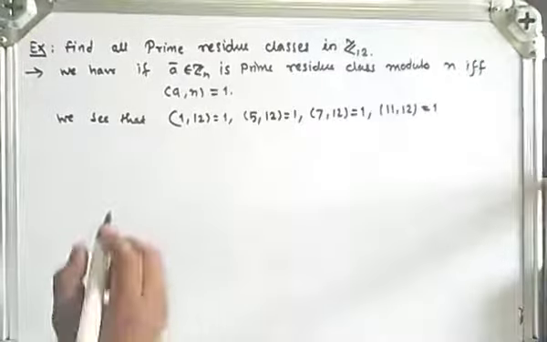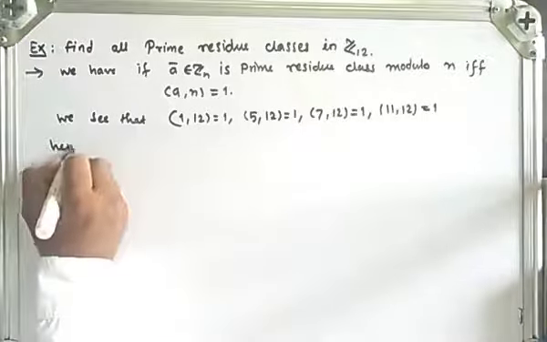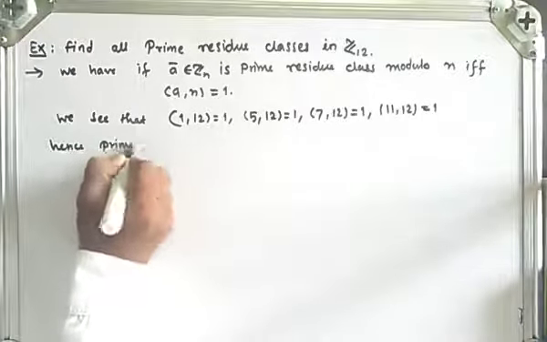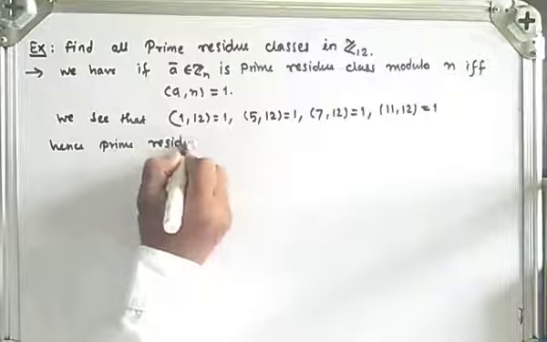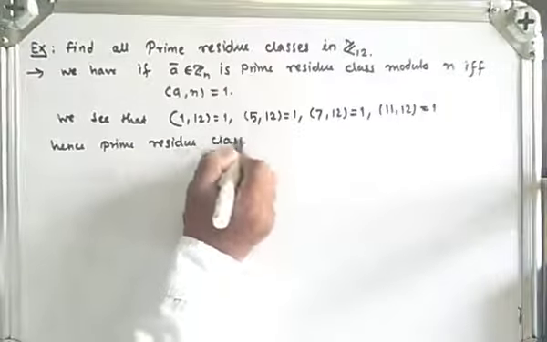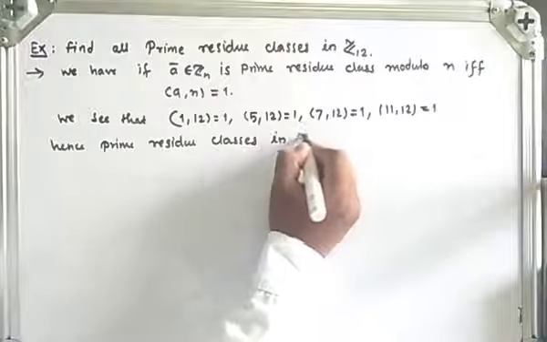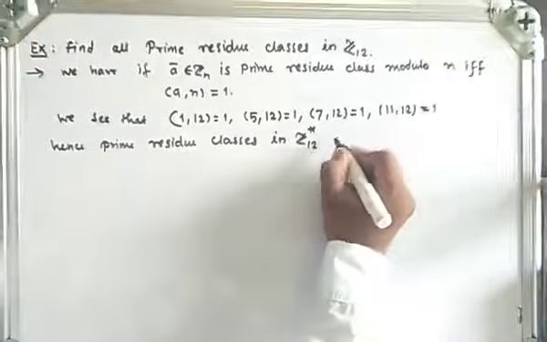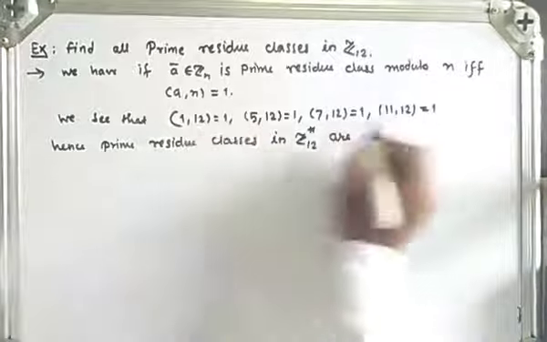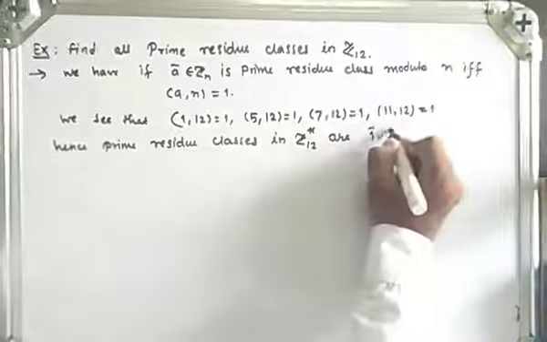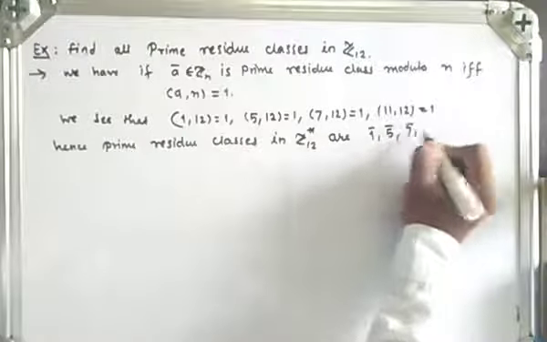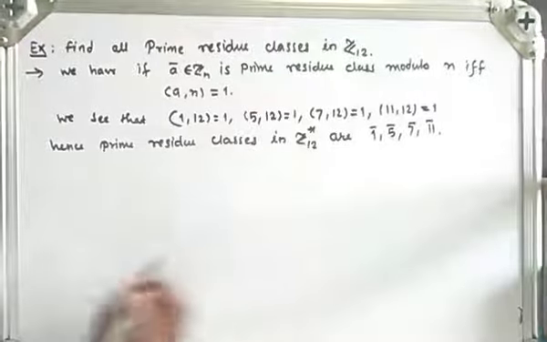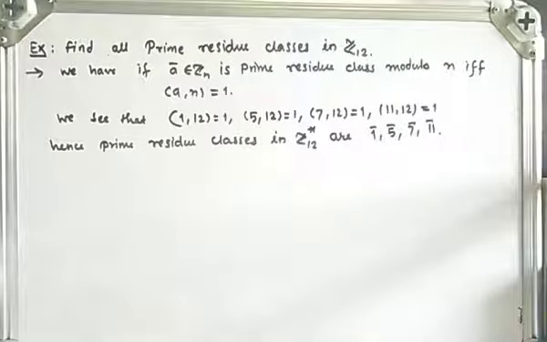Hence the prime residue classes in Z12 star are 1 bar, 5 bar, 7 bar and 11 bar. So these are the 4 prime residue classes in Z12.